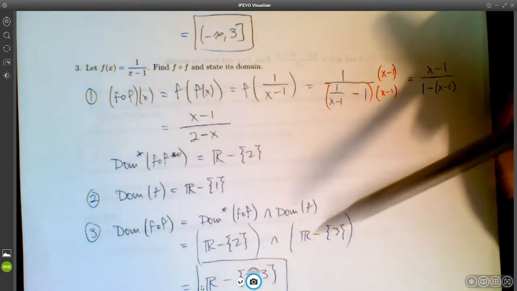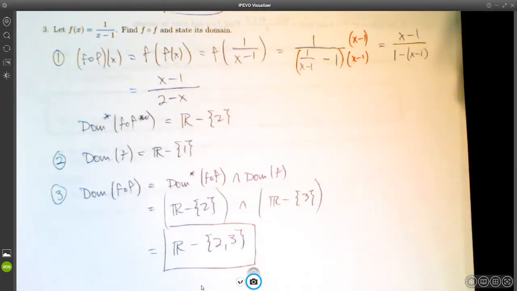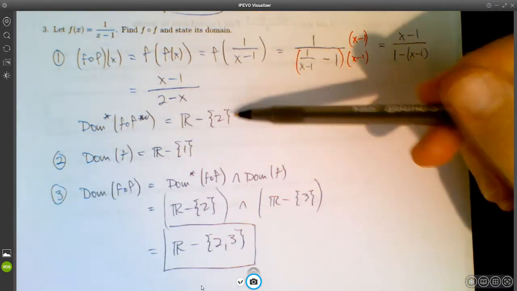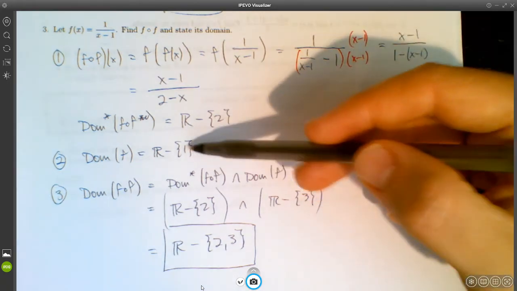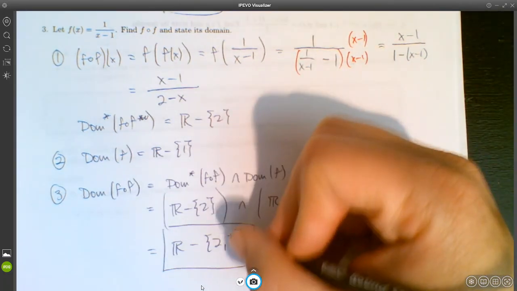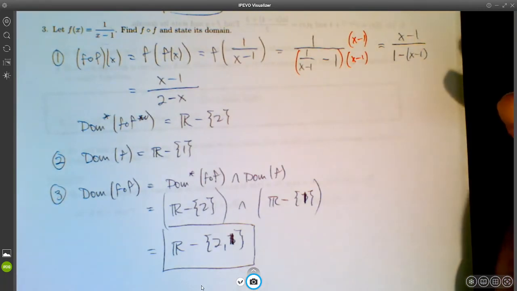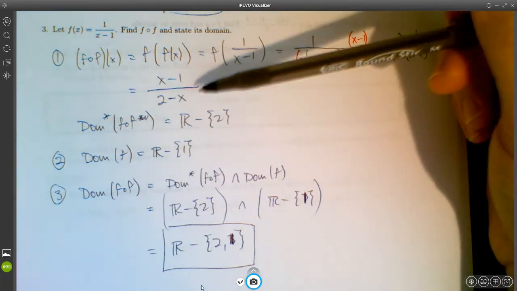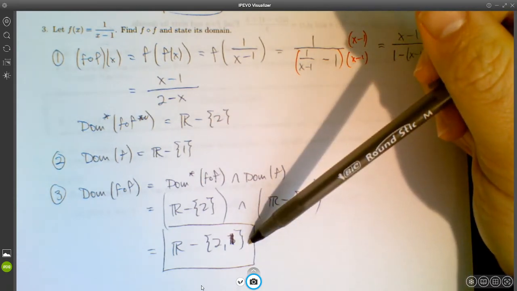So this time you'll notice that you do end up with a different domain than what you got at the end of step 1. And why am I saying 2 and 3? The domain of f was 1, so that should be 2 and 1. My apologies. It should be 2 and 1. So this is the actual real domain.